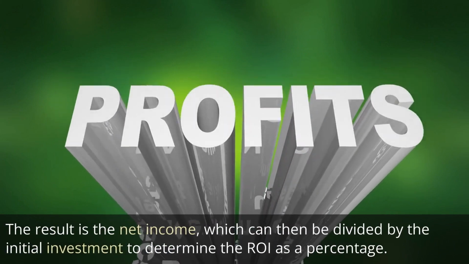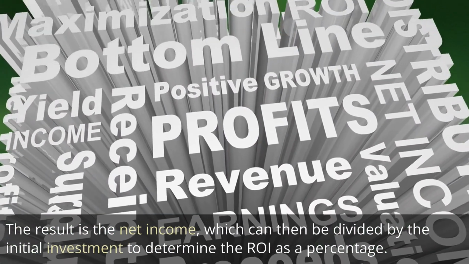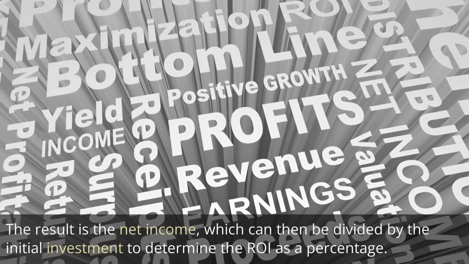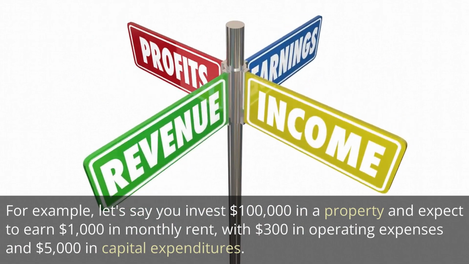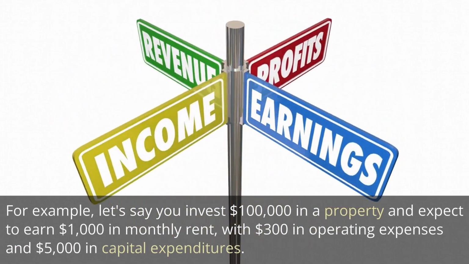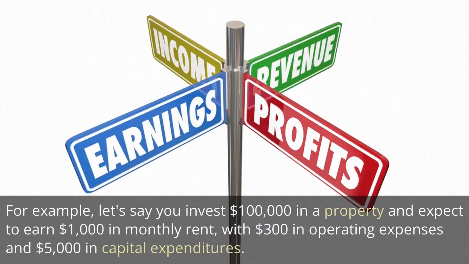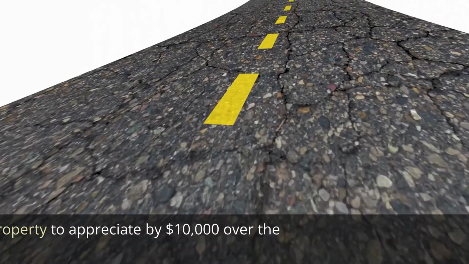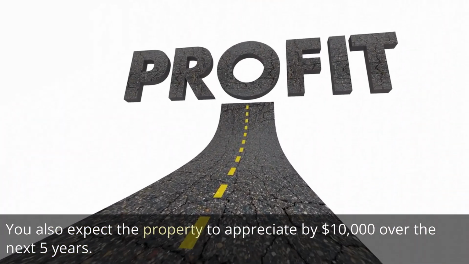The result is the net income, which can then be divided by the initial investment to determine the ROI as a percentage. For example, let's say you invest $100,000 in a property and expect to earn $1,000 in monthly rent, with $300 in operating expenses and $5,000 in capital expenditures. You also expect the property to appreciate by $10,000 over the next 5 years.